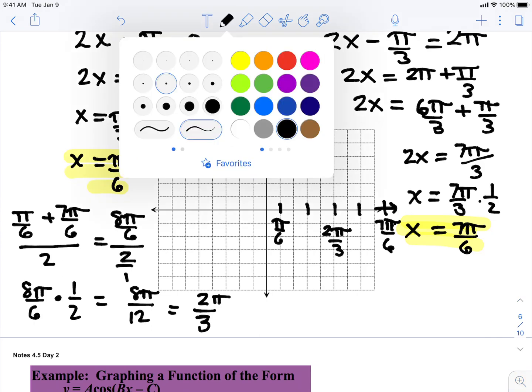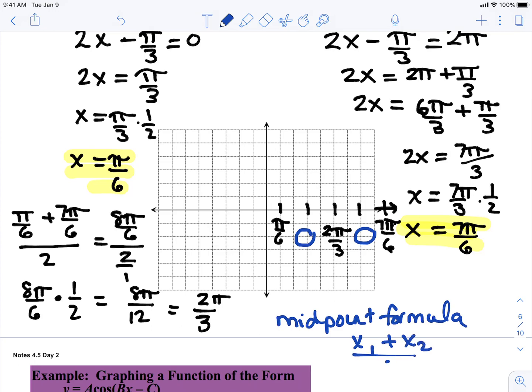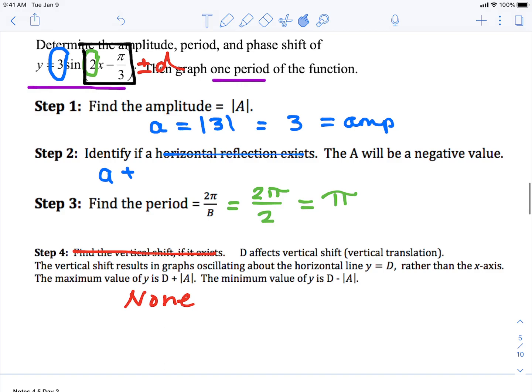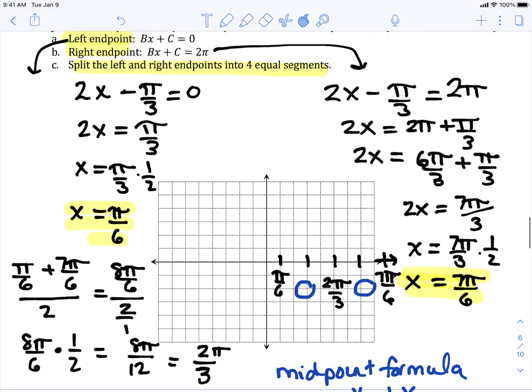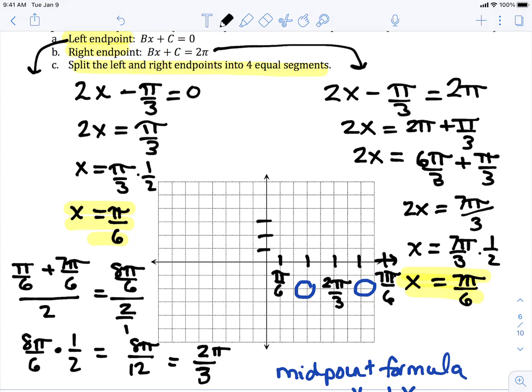Then we would do the same thing again, find this halfway point and that halfway point by using the midpoint formula. The midpoint formula is take x sub 1 plus x sub 2 and divide it by 2. You're averaging them. From there, we're going to go ahead and do our amplitude of 3. So we're going to go 3 up and 3 down.